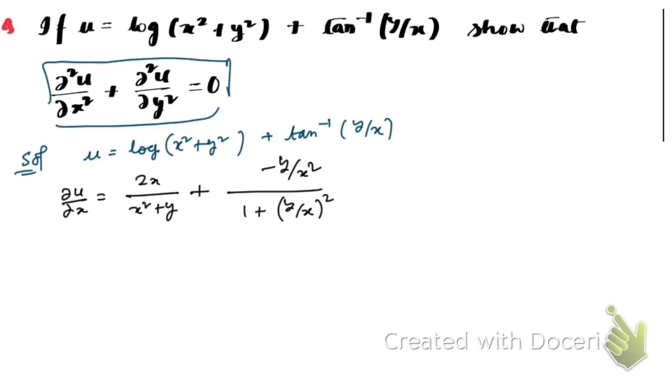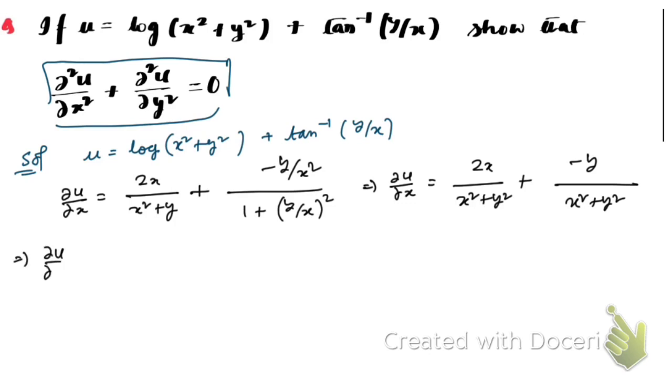And let's multiply the denominator and numerator by x square. Then what are we going to have? del u by del x is equal to 2x by x square plus y square, plus minus y by x square plus y square, and taking LCM, del u by del x will be equal to, with x square plus y square as the LCM, numerator twice x minus y. That's what we have got.